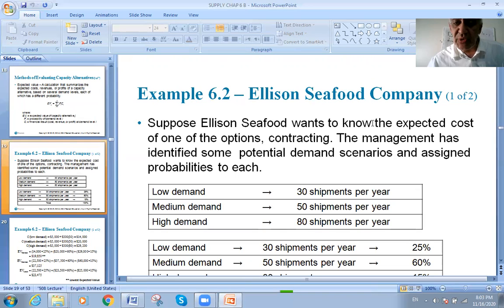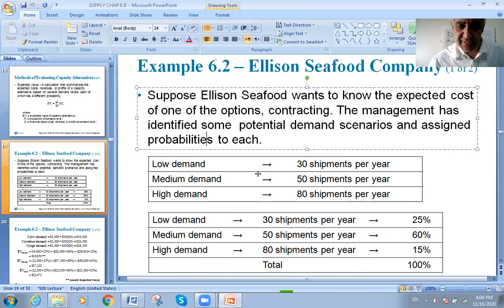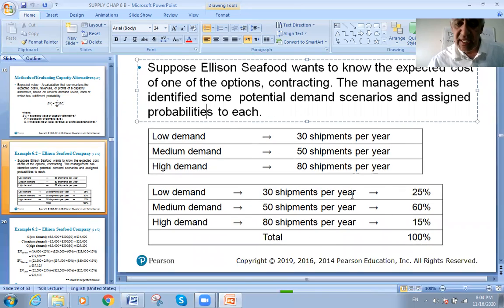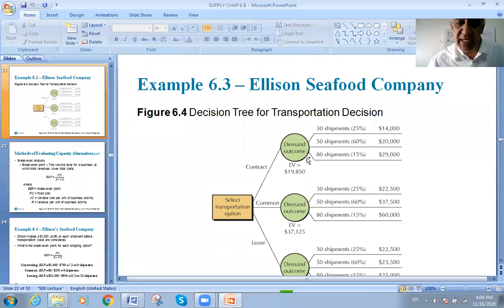Ellison Seafoods wants to know the expected cost. As long as we talk about cost, we will take the lowest value. But if this was revenue, then we will take the highest value in the decisions. One of the options is contracting. The management has identified some potential demand scenarios and assigned probabilities for them. And here it is, and when we draw it, it becomes like that.